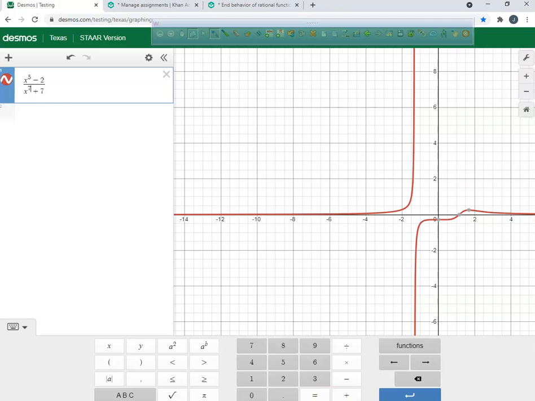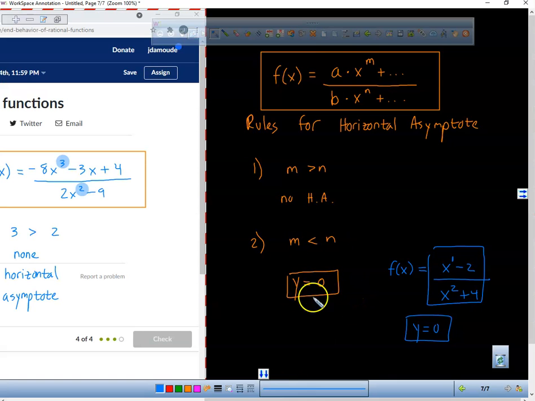Still 0. So what am I trying to tell you? If m is less than n, it's always going to be y equals 0.